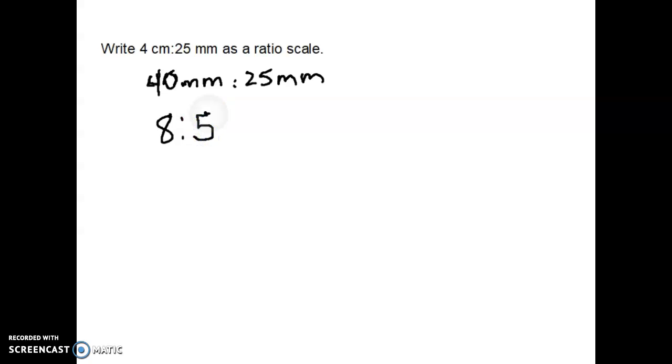So that would be easy if we're using maps or something like that. If we're trying to go from kilometers to millimeters, then we can come up with the ratio scale and easily determine distances. And easy chapter. I'm just trying to explain it all to you.